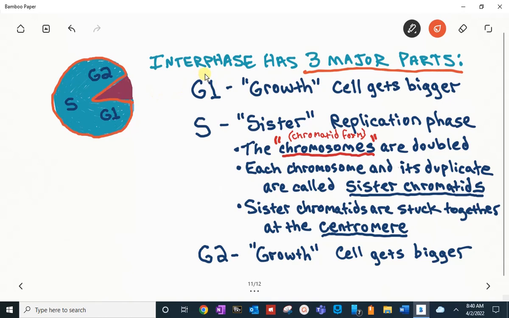So the first part is going to be G1, and G, think growth, because during G1, this whole first section of interphase, it just stands for cell growth. The cell has just finished dividing, because here's mitosis, I'll put M for mitosis. So the cell has just finished dividing, so it's kind of a baby cell. And so it just grows. It spends some time growing and getting bigger.